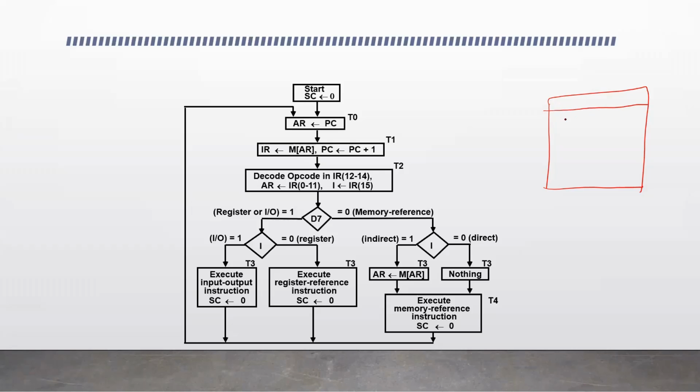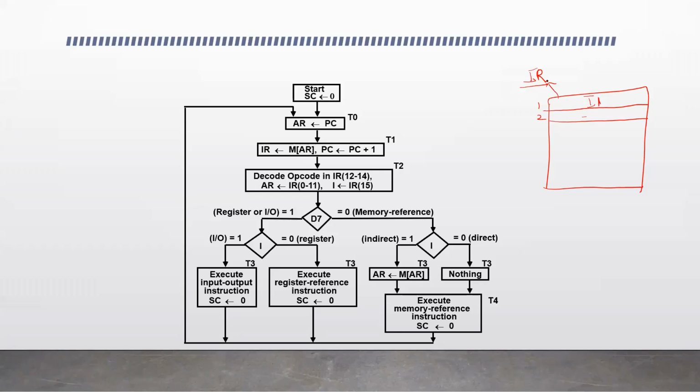We have the instructions stored in memory. Let's say this is our first instruction, and this is the second instruction. To execute this instruction, let me name it as I1, instruction 1, it needs to be moved to register IR. This is what fetching the instruction means.